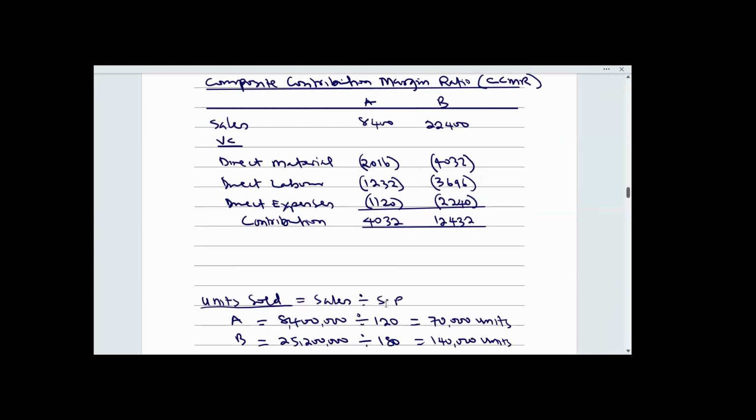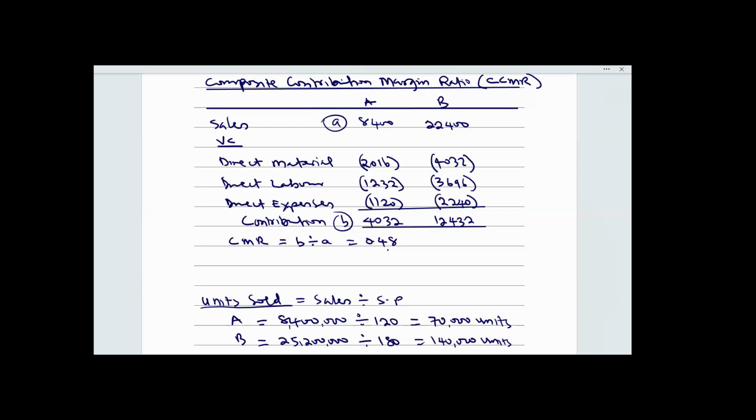To get the composite contribution margin ratio, you need to first calculate the contribution margin of each product. Let's say this is A, then this is B. Contribution margin ratio is equal to contribution margin divided by sales. So 4032 divided by 8400 is 0.48. 0.48 is the contribution margin ratio of product A.